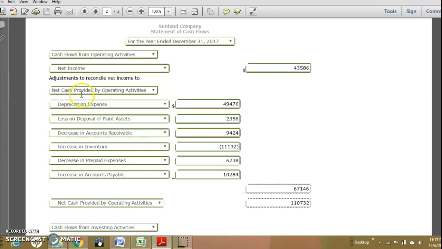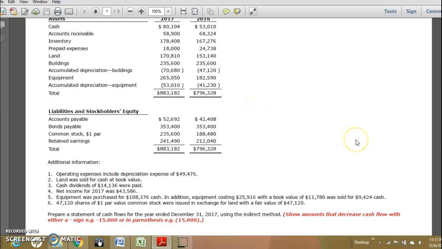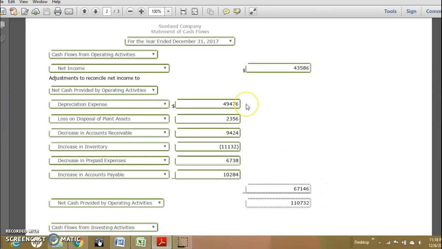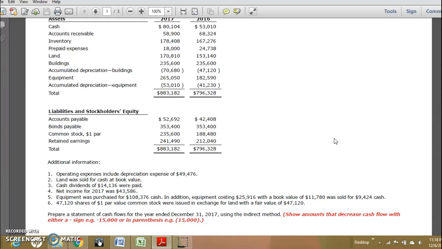Okay, now let's go back to our second item. Before I go to that number, we will have the adjustments to reconcile net income to net cash provided by operating activities. My first item here is depreciation expense for 49,476, and it is also located here in the additional information in item number one, 49,476. There you go. Now the second item, loss on disposal of plant assets, 2,356. Let me show you how I got that number.